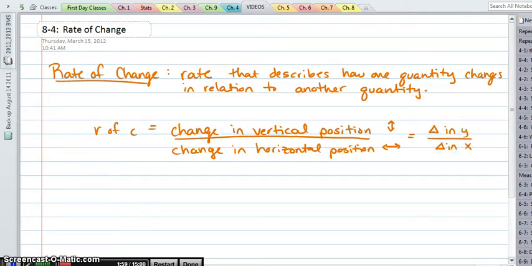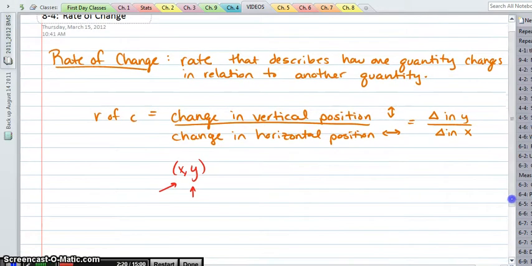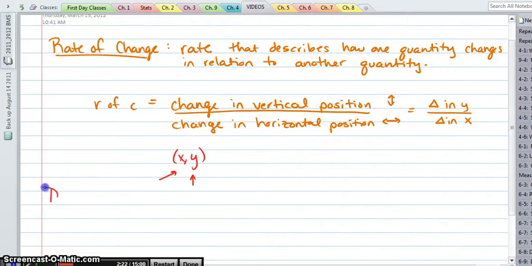Okay, and what does that mean? Well, think of a linear equation. When graphed, we have a coordinate. It's an xy coordinate, right? So we basically want to find, well, what's the change from one y coordinate to the next? And what's the change from one x coordinate to the next? And that will give us our rate of change. When describing a rate of change, please use units.